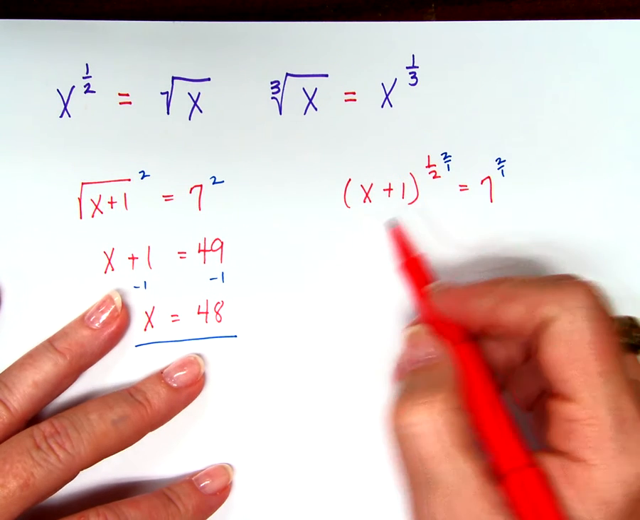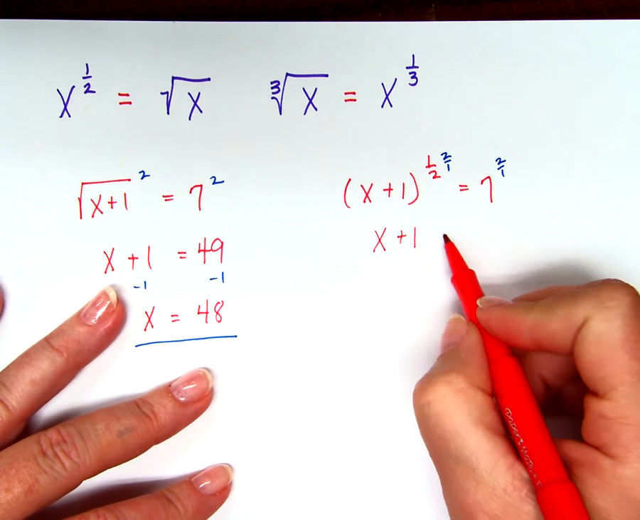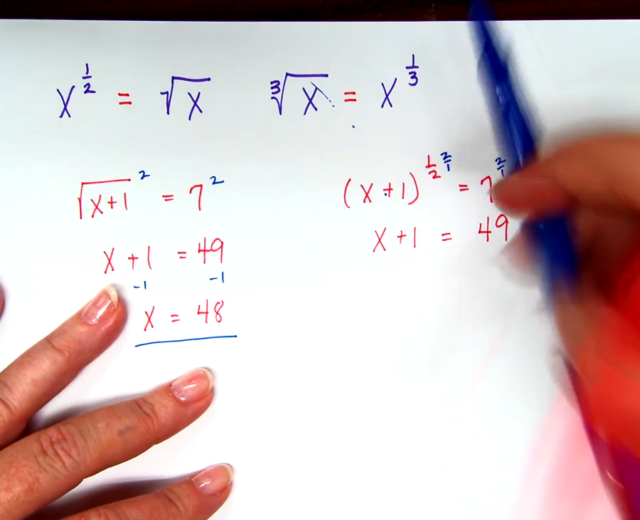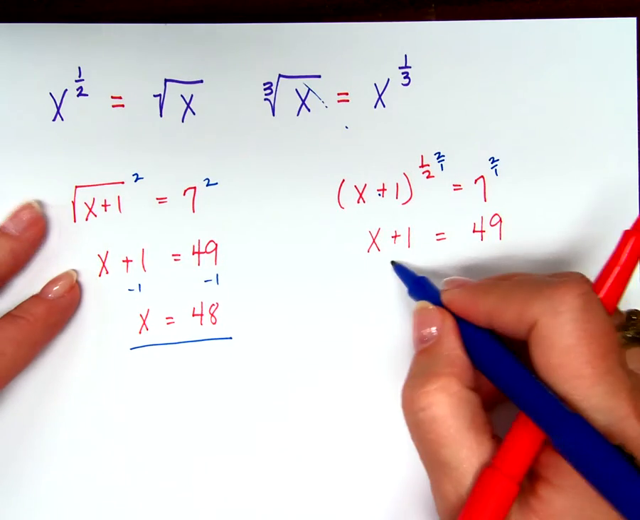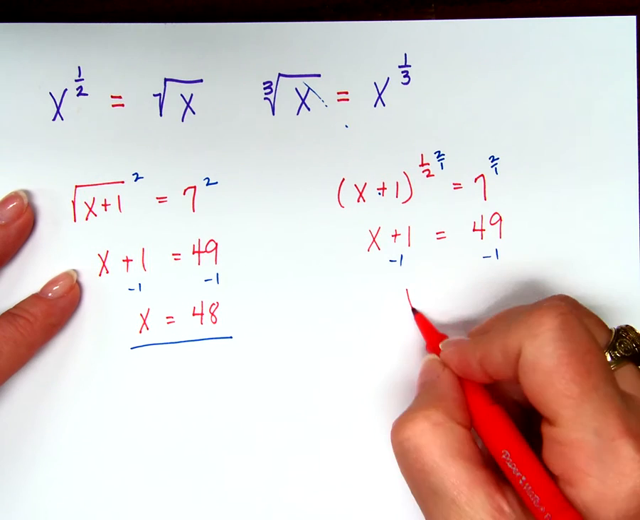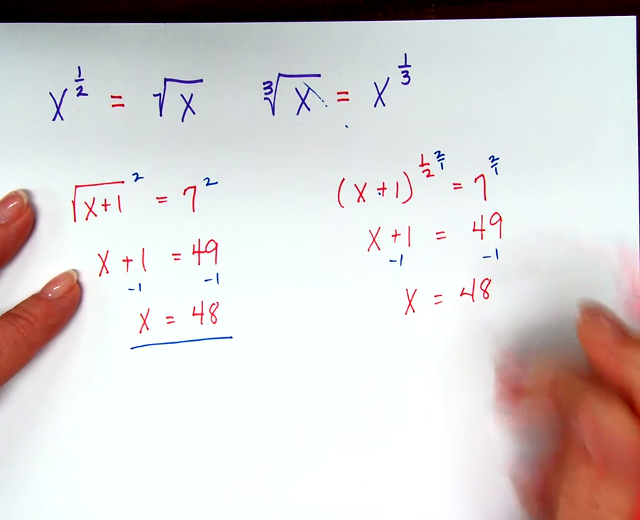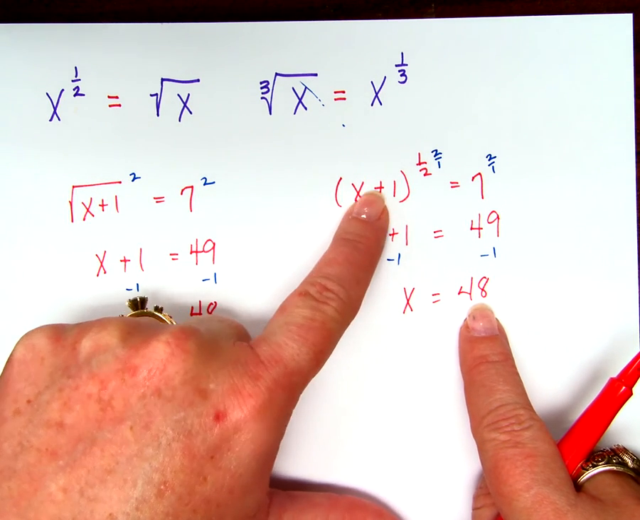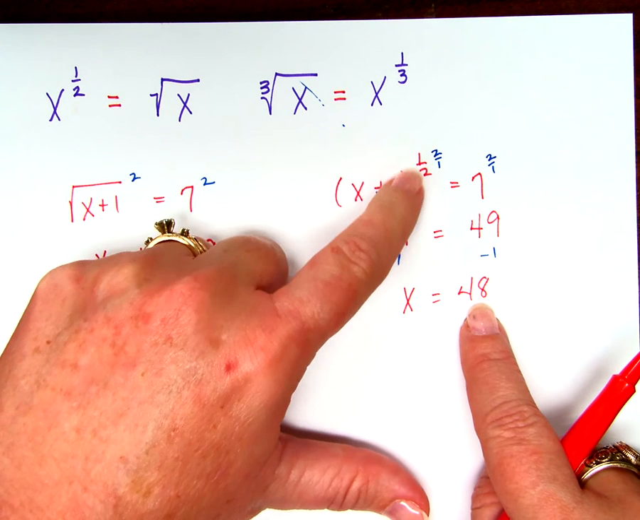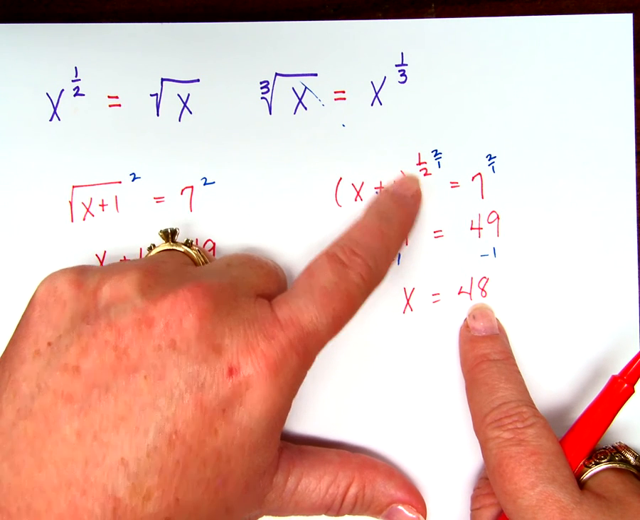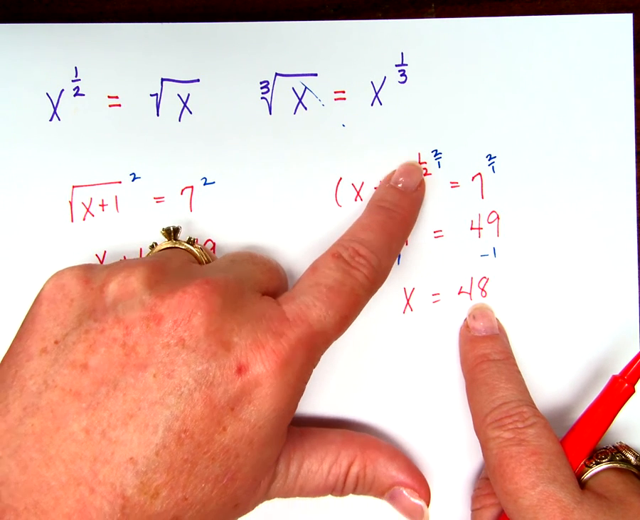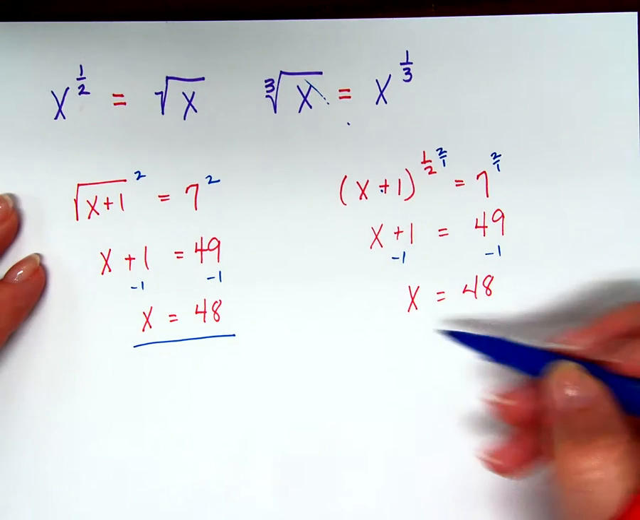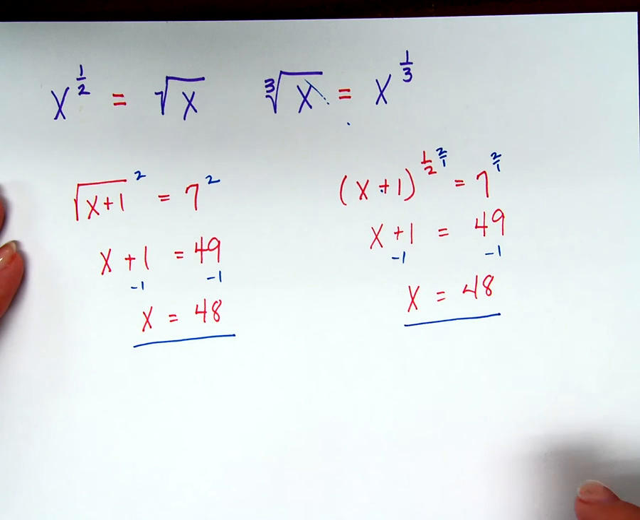Okay? So on the left-hand side, just like before, we end up with x plus 1, and on the right-hand side, we end up with 49. To solve for x, we subtract 1 from both sides to get x equals 48. Again, I plug in my answer to check and make sure it's correct. 48 plus 1 is 49. 49 to the 1/2 power. Knowing now that the power is 1, the root is 2, you know that means the square root. Square root of 49 is 7, and 7 equals 7. So you do know that that is the correct answer.